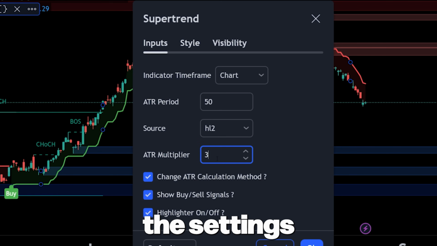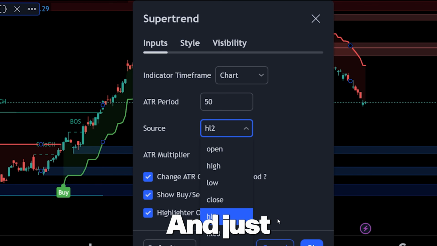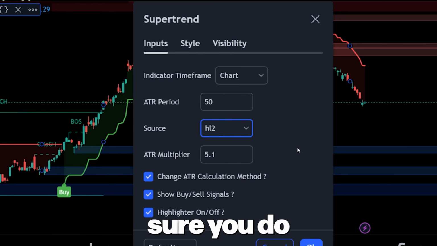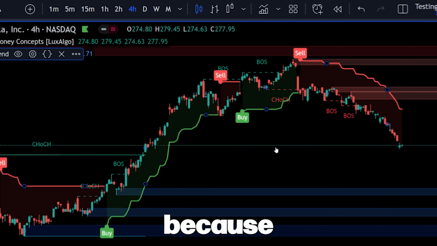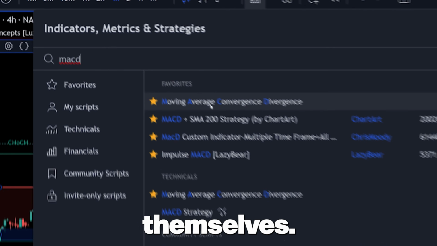Afterwards, go to the settings and type in 50 and 5.1, and just like that, you can choose HLC3 or HLC2. Make sure you do a little bit of back testing on this one just to make sure it works with your individual asset, because sometimes cryptocurrencies and Forex and stocks are all a little bit different from themselves.